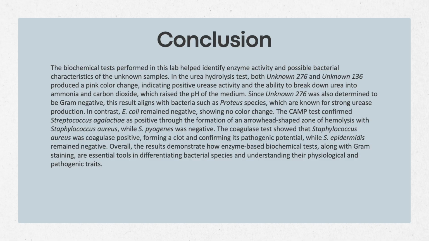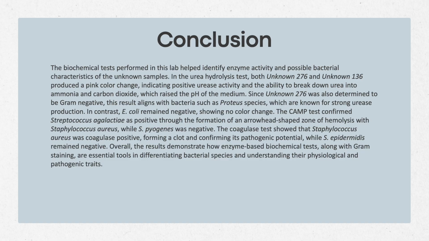So in conclusion, the biochemical tests performed in this lab helped identify enzyme activity and possible bacterial characteristics of unknown samples. In the urea hydrolysis test, both unknown 276 and unknown 136 produced a pink color change, indicating positive urease activity and the ability to break down urea into ammonia and carbon dioxide, which raised the pH of the medium. Since unknown 276 was also determined to be gram-negative, this result aligns with bacteria such as the Proteus species, which are known for urease production. In contrast, E. coli remained negative, showing no color change.